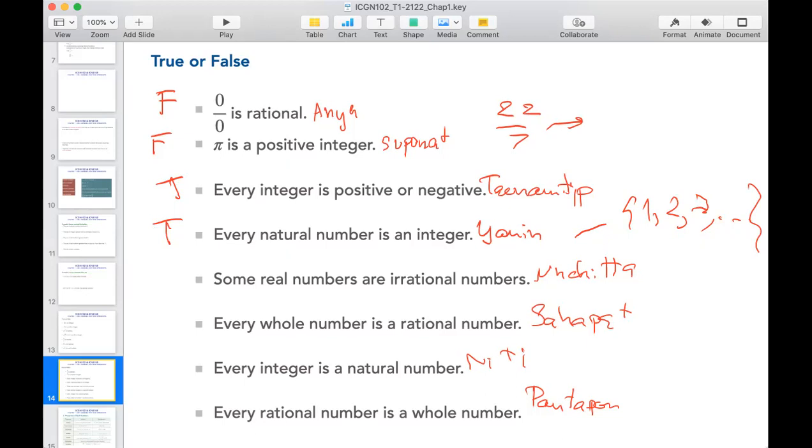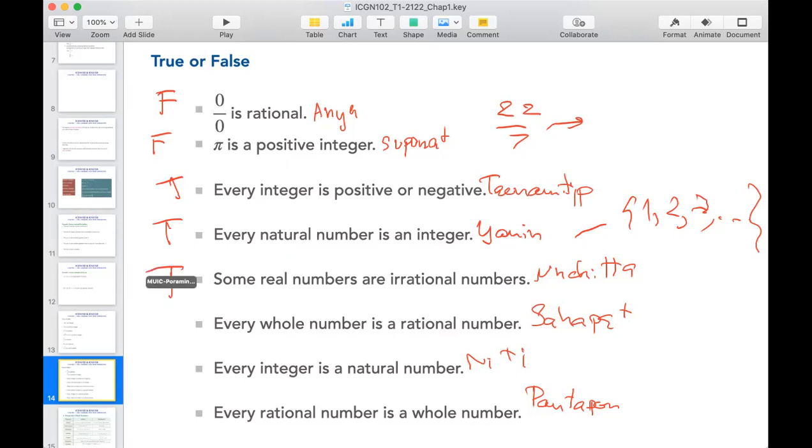True or false: some real numbers are irrational numbers. True. A high pitch means that you're not sure, right? But actually it's correct. Why is that? For real numbers, there are 2 possible sets: rational or irrational. When you talk about irrational numbers, some members of the real numbers are irrational numbers. That is true.